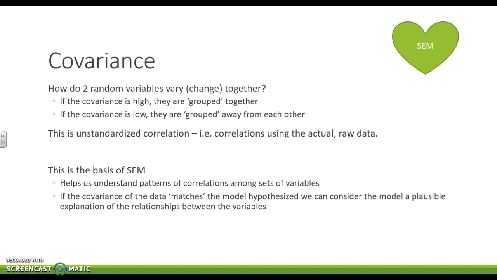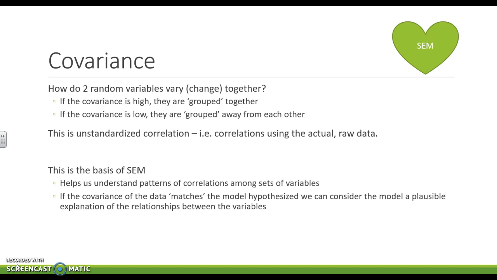This has to do with how two variables change together. This is vital to understand because everything about SEM is based on covariance. So if covariance is high, that means that as one is varying, the other is varying in a similar manner. Those items get grouped together. And if the covariance is low, then those items are actually grouped away from each other. We've seen this when we talked about exploratory factor analysis and how the items group together.